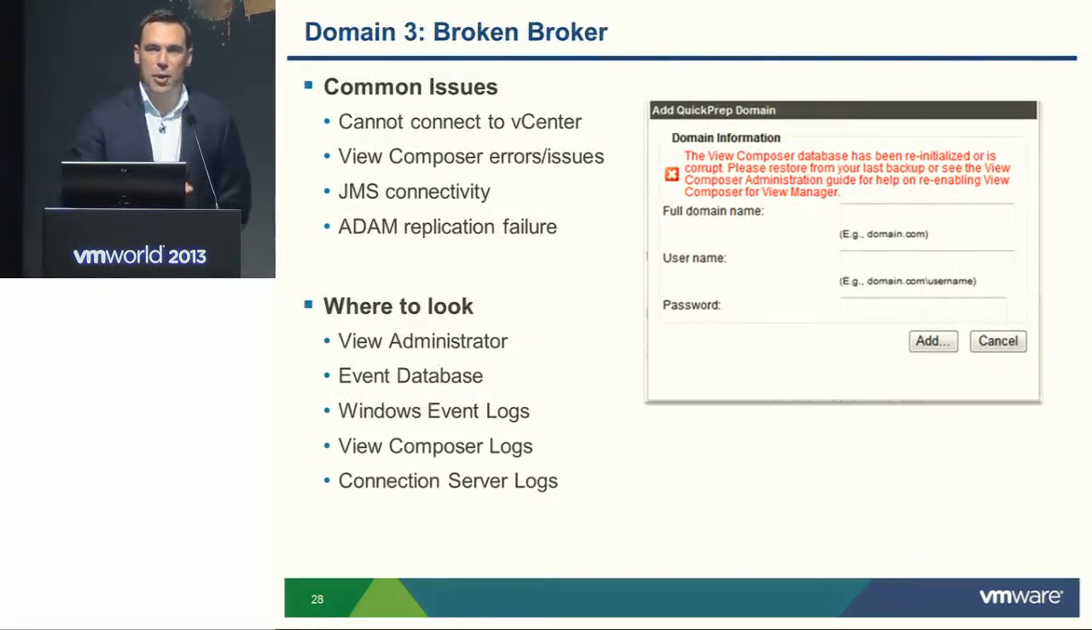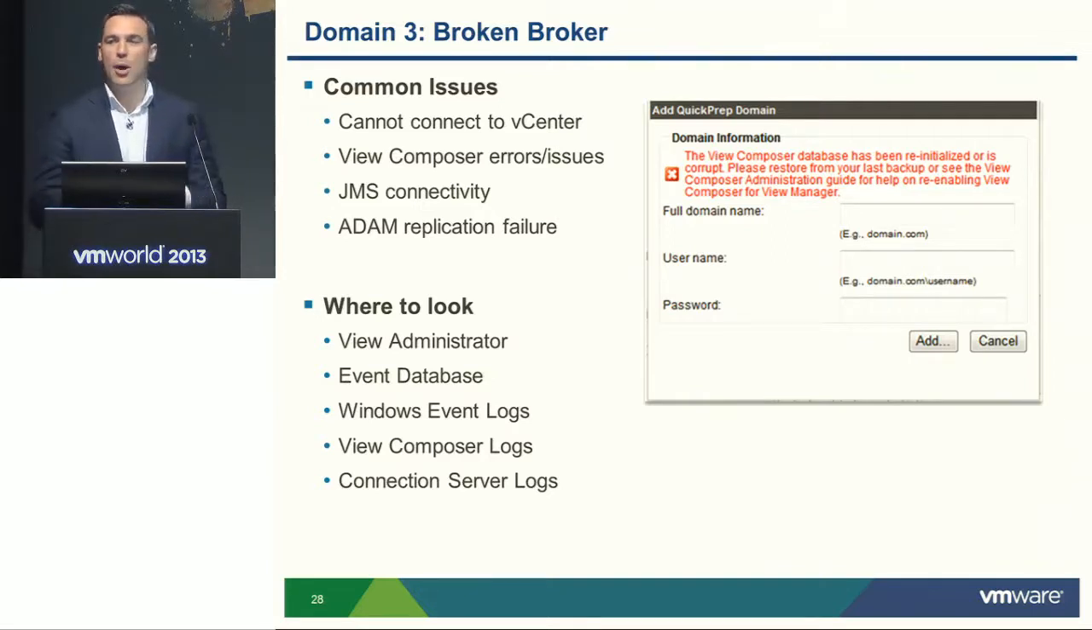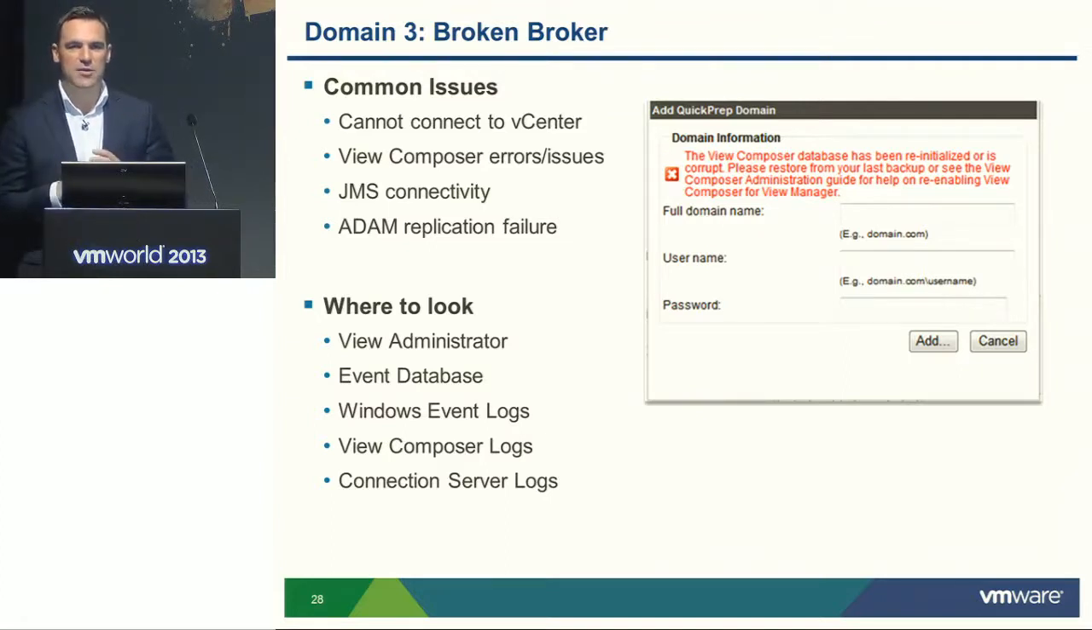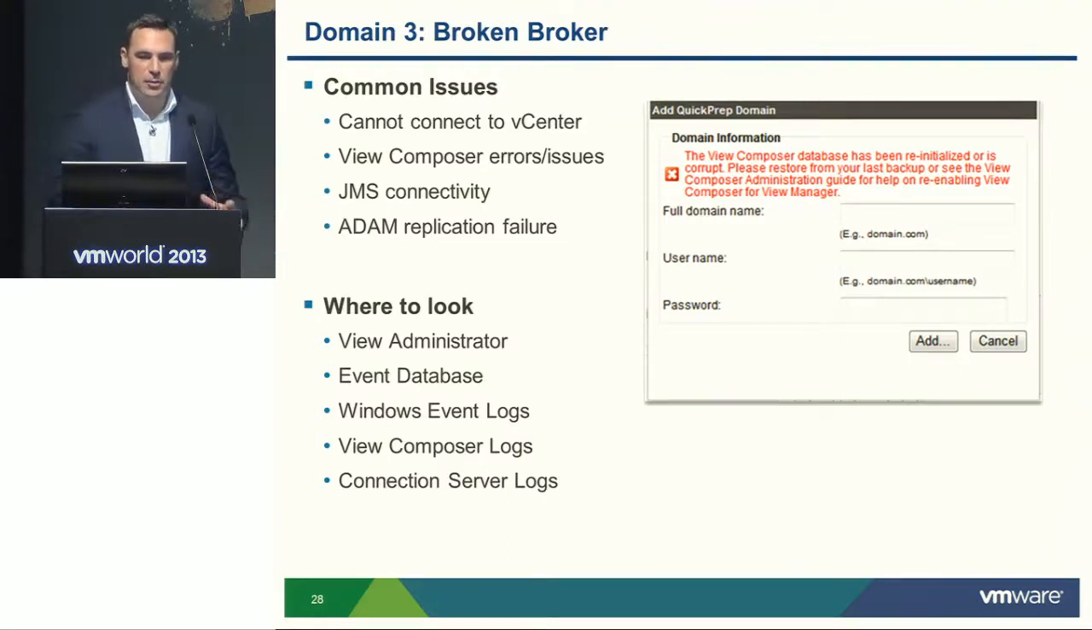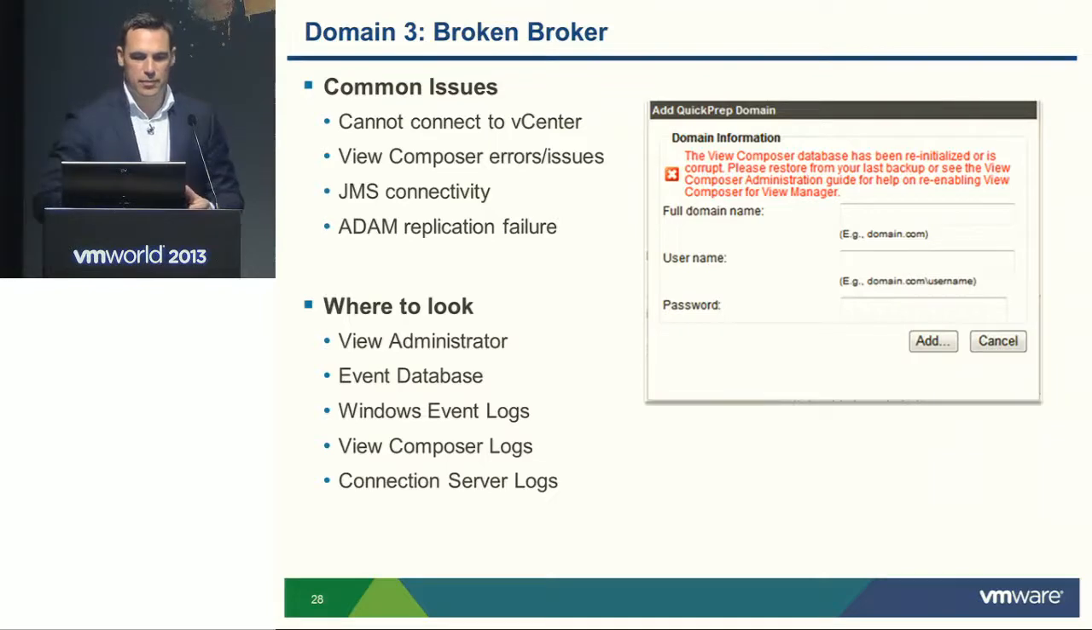So the next domain is the broken broker. We've talked about client connectivity issues, we've talked about provisioning issues, but sometimes there might be issues within the broker where specific components have an issue. And this typically can involve things like connectivity to vCenter, View Composer issues, JMS issues, which is the message bus system we use for the components to talk to each other, or maybe an AD replication issue for our internal directory service.